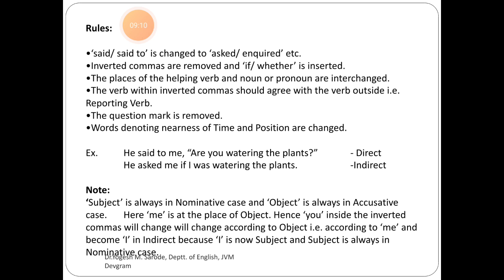Okay. So here, me is in the place of the object, the listener. Hence, you inside the inverted commas will change according to the object, according to me. And hence, instead of me, here we will use I in the indirect speech because it is now the subject, and the subject is always in the nominative case. Got the point? You in inverted commas changes according to the listener, that is the object. The object is me. Now we have to put it in the subject place. The subject is always nominative.